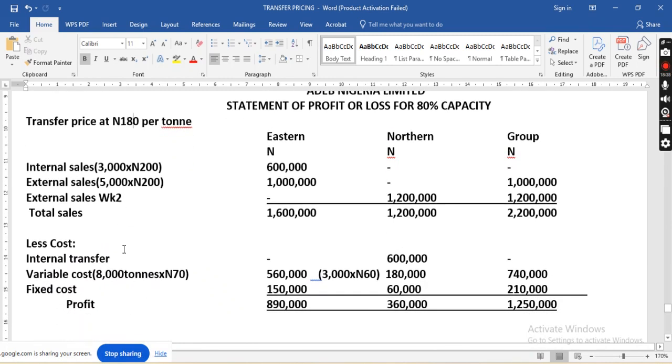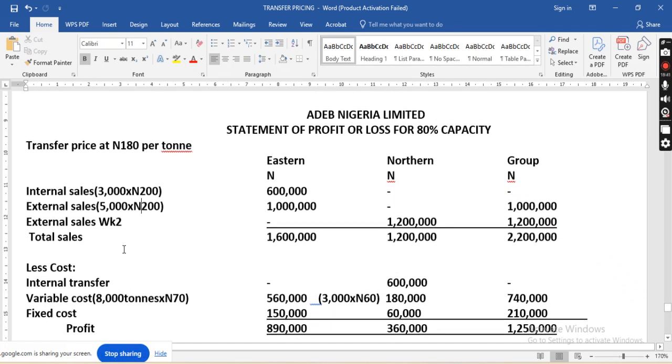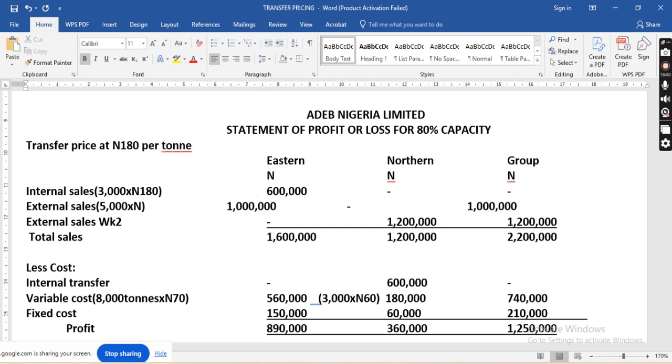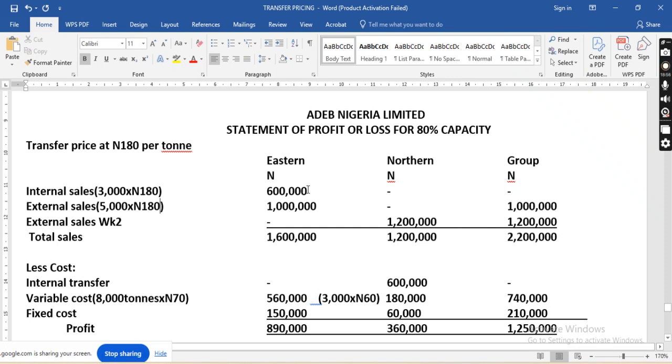Okay. So these 3,000 blocks times the 180. So this will be 180, right? Then what do we have here? Please give me the figure quickly. 540,000. Yes, sir. So this place will be 540.